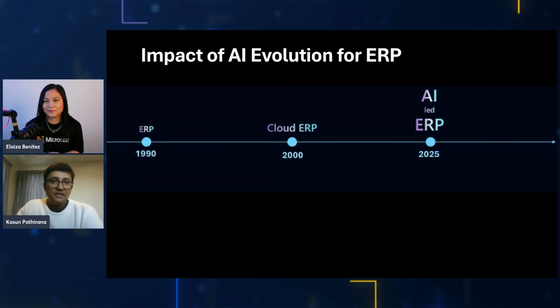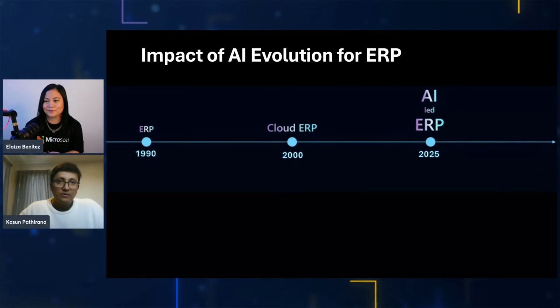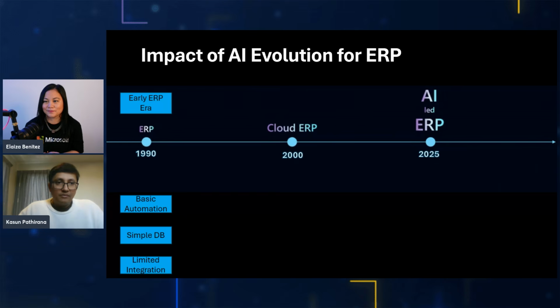So let me take you on a quick journey through the evolution of ERP systems, and the impact of AI on ERP through history. Let's look at the era of the 1990s. Those were on-premise systems mainly used to record transactions. It was like a digital filing cabinet, useful but not very smart. Pretty much manual data entry dominant, simple database management, limited integrations, and very basic reporting capabilities as well.